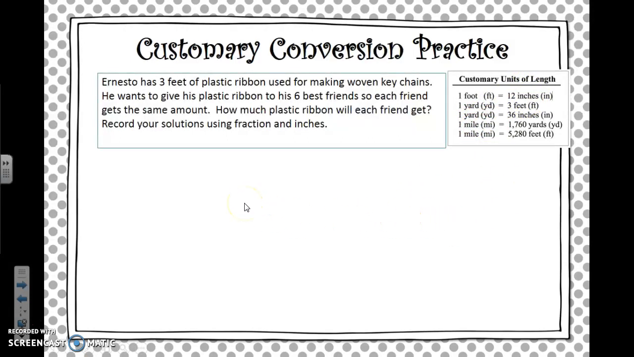Our problem reads, Ernesto has 3 feet of plastic ribbon used for making woven keychains. He wants to give his plastic ribbon to his 6 best friends, so each friend gets the same amount. How much plastic ribbon will each friend get? Record your solutions using fractions and inches. So the first thing that I need to do is set up an equation.